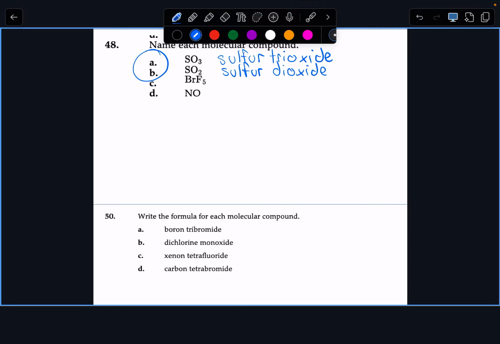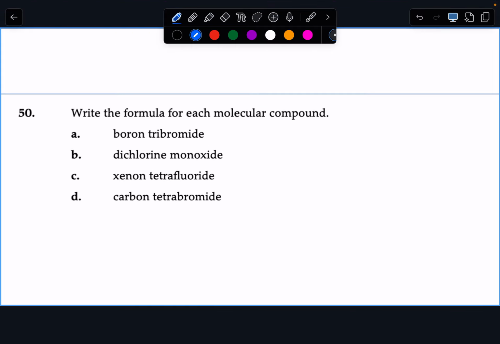For something like D, this would be nitrogen, not mono, because it's the first one, but the second one would be mono. Then when we do formulas, it's probably even easier because it's just telling you how many there are. So boron tribromide, 3 bromines for every 1 boron. Dichlorine, so 2 chlorines, 1 oxygen, etc.